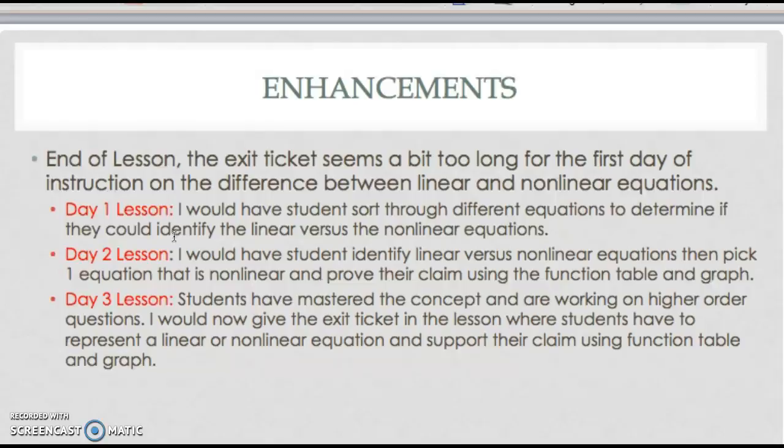Then continuing the same chunk in the unit, on day 3, I would probably use the exit ticket as written, having students make their own linear or nonlinear equation, or make both at some point, a linear and a nonlinear equation, and use the function table and the graph to support their claim.